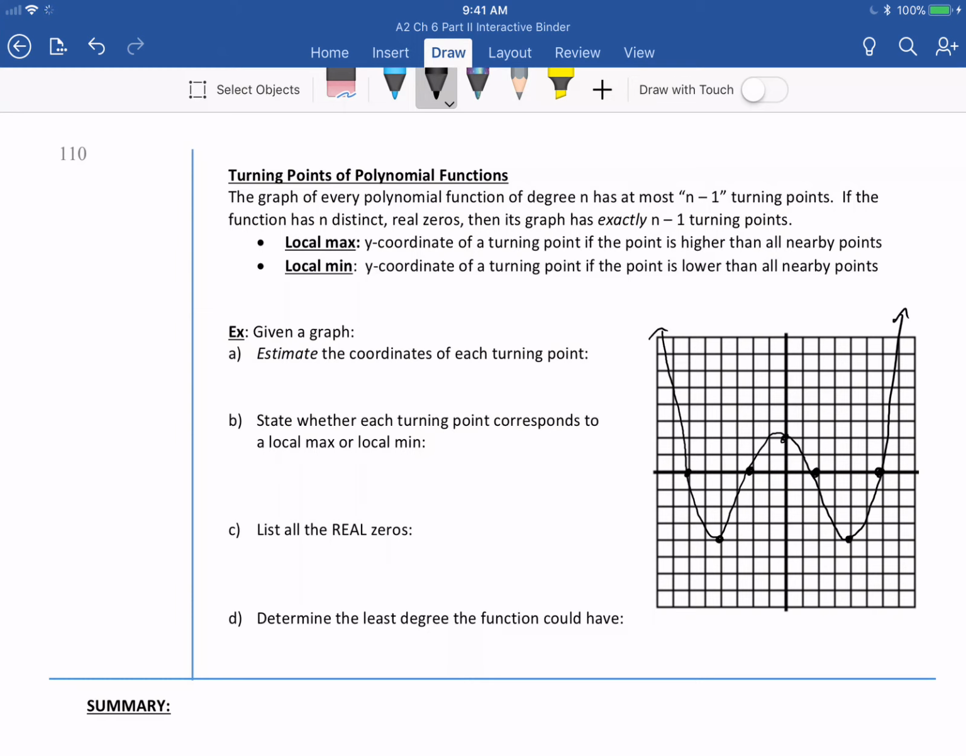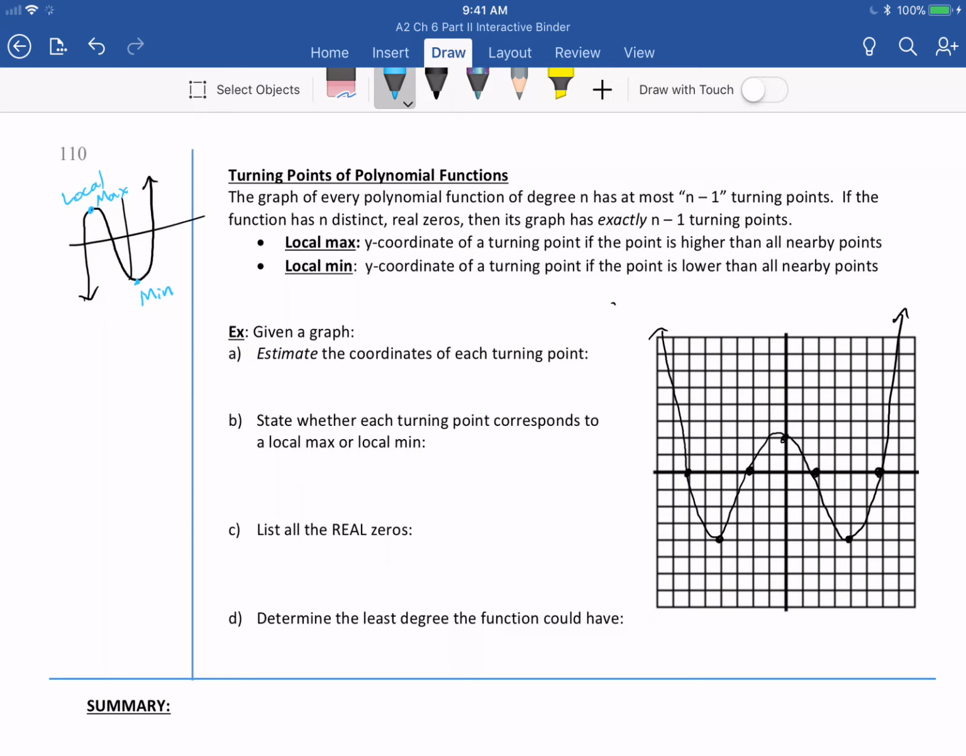Okay, so here it says local max and local min, and we're gonna talk about these for this graph in a second. Local max and local min is pretty self-explanatory. If I have a graph like this, the local max is like a point like right here. So that's a local max because it's higher than all the rest of the points that are around it. And then this is a local min because it's lower than the rest of the points that are around it.